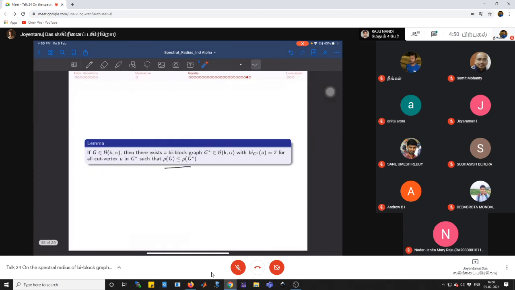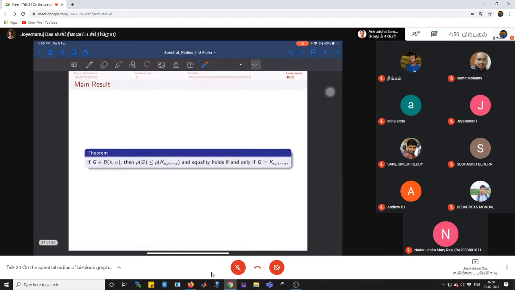So that is, starting with any biblock graph in the class, we can obtain a biblock graph G star where the block index of each cut vertex is 2, and the spectral radius is more than the original. So combining all these things, this gives us the main result of the paper. That is, if G belongs to the class B k comma alpha, then the spectral radius of G is less than or equal to the spectral radius of K alpha comma k minus alpha, and equality holds if and only if G is equal to K alpha comma k minus alpha.